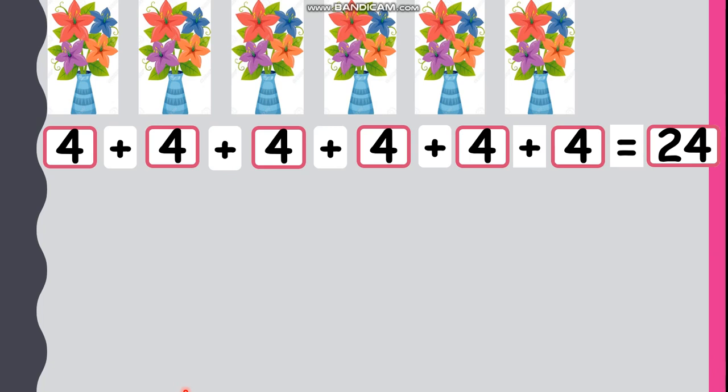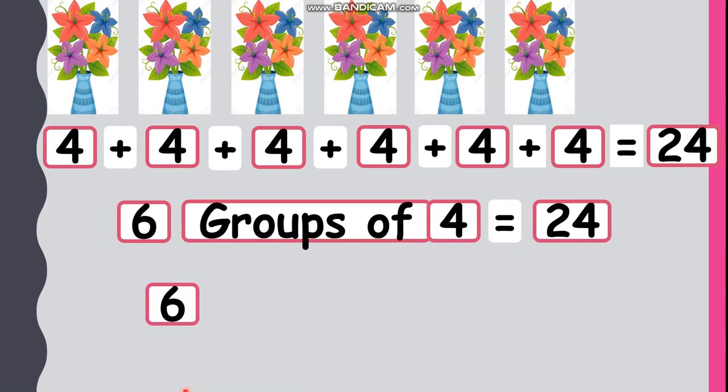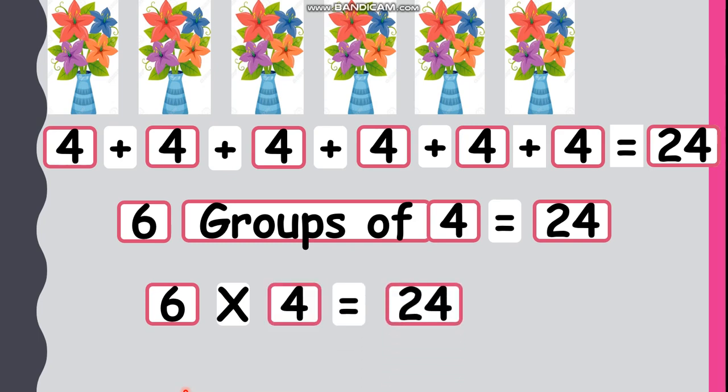So let's try that. How can we write it in another way? 6 groups of 4 equals 24. And how do we write the multiplication sentence for this? 6 times 4s are 24. Very good. I know you are learning it quickly.